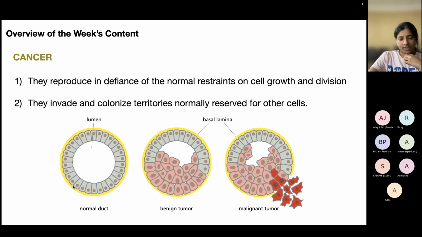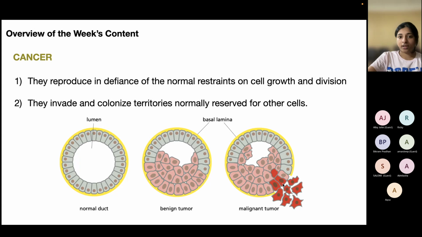So, say this is a duct, any duct, say an intestinal duct, and this is the lumen lined properly with your epithelial cells. Now, say one of the cells becomes cancerous and they divide, convert and form other cells. This is known as a benign tumor. It's not cancerous. It is often treatable by complete removal of the tumor, and it will not be fatal to the organism.